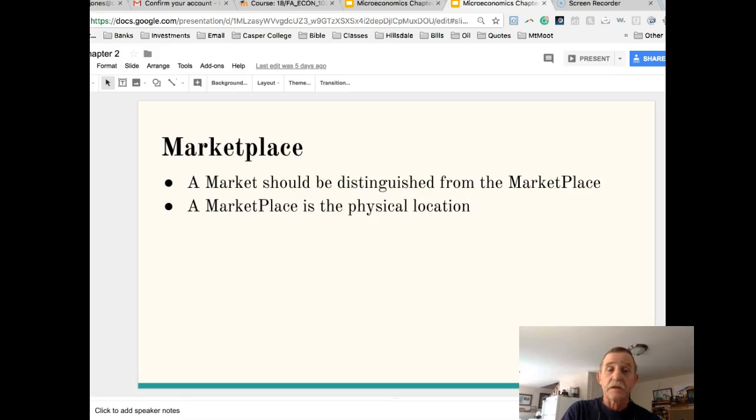The last thing that we need to talk about is the marketplace. We can think of it typically as a physical location. We have a sale barn where cattle are auctioned off. That would be the marketplace. If we combine all the marketplaces together to get a local or regional price or a national price for something, that would be the market. And we would have different sub-markets within the whole.